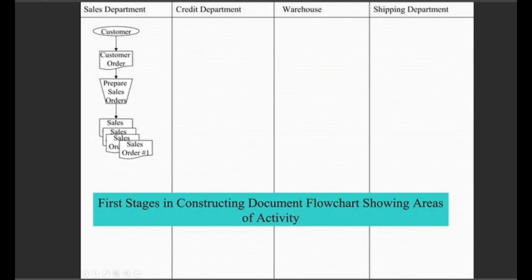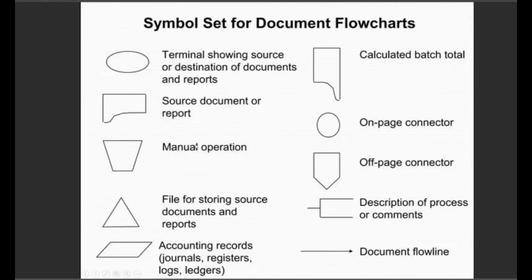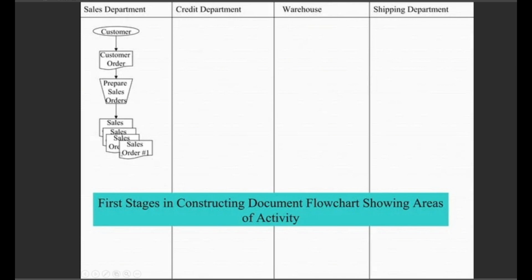Okay, or the sales, the customer will give something to the sales to create the document for their order. So for example, the sales department talks to the customer, and the customer just states what he or she wants to buy. Okay, and it will be created with a document. This is the order itself, and the sales department will prepare the sales order. So as you can see, this is a cup type of shape, and that is a manual operation. It means the sales department writes down the order of the customer.